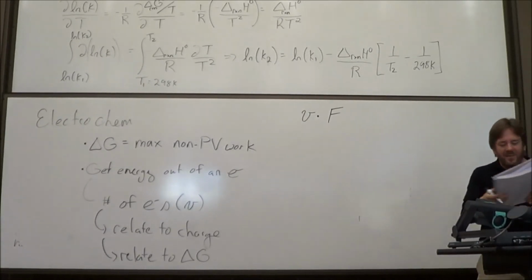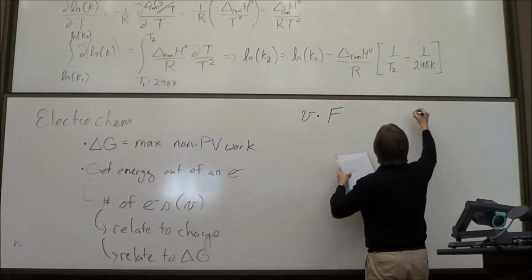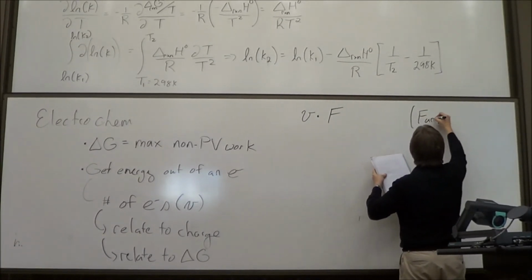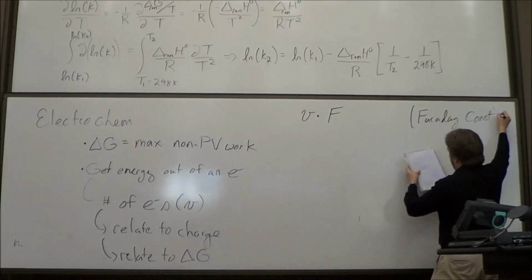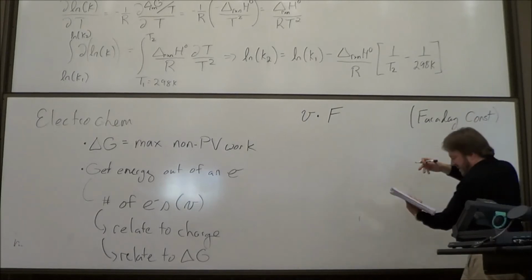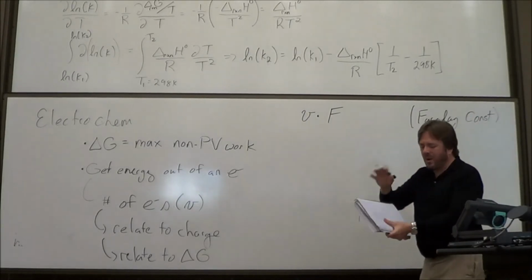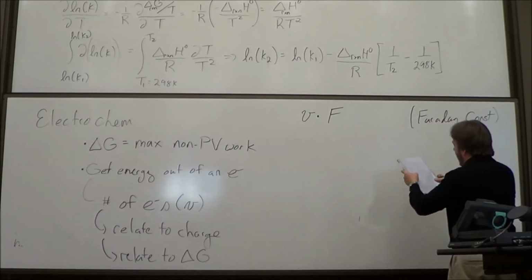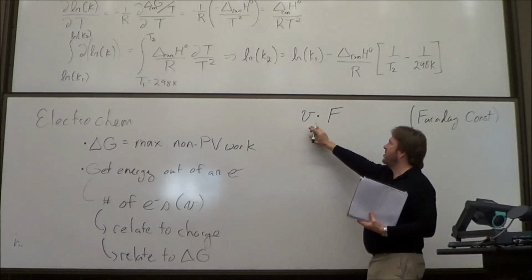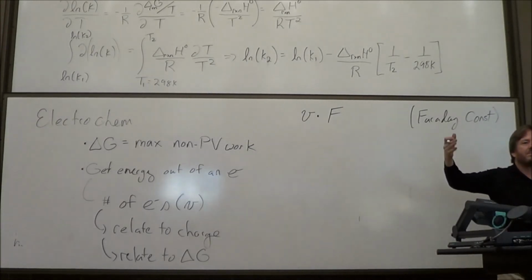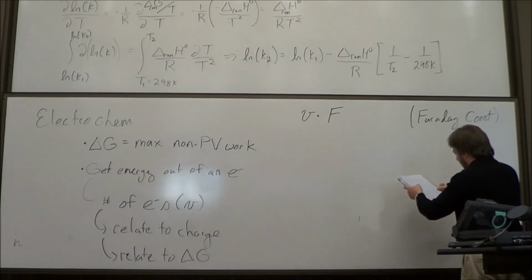No, F is Faraday's constant. And here, I'll write that over here. Faraday constant. I'll write it down next time, actually. It's like 9.6 times 10 to the 4. Anyway, all this does is it says, if this reaction produces 2 moles, now I know how much charge is available.